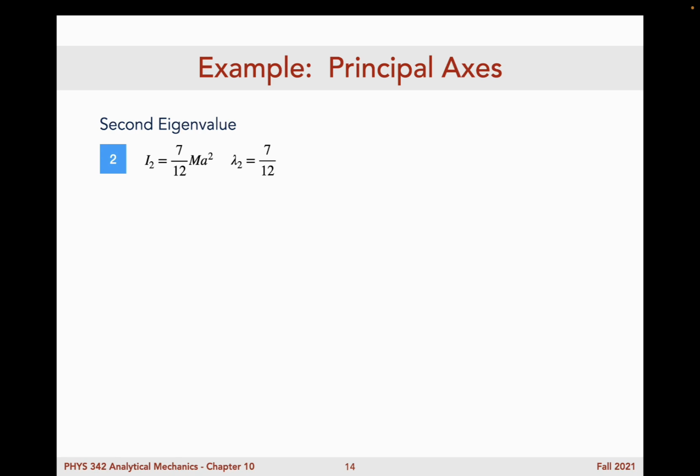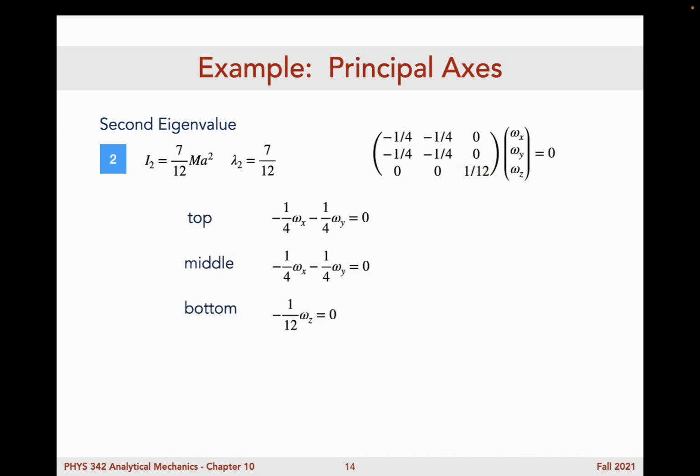The second eigenvalue, lambda 2, is 7/12. If you take the 7/12 and plug it in for lambda, I've already done the math. This shows our equation with lambda 2 already plugged in along the diagonal, just to save space. We're going to turn this into three equations like before. The top two equations, if you solve them simultaneously, give omega y is negative omega x. This one tells us that omega z is 0.